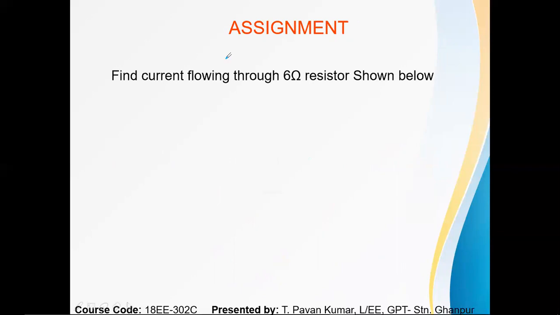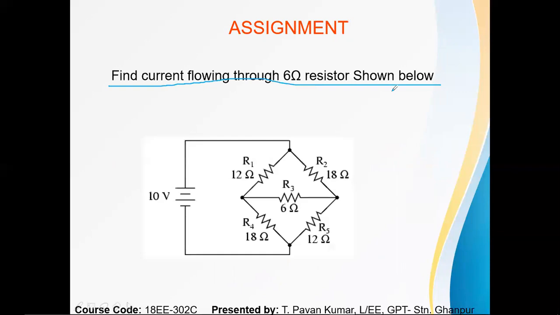I'm giving some assignment to you. You need to do it yourself. This is your task. What is the assignment? Find the current flowing through the 6 ohm resistor shown below. This is the resistor. This is the circuit. This is the network. You need to find the current flowing through this 6 ohm resistor. It may be in this direction or this direction. I'm not giving the directions. The direction needs to be decided by your answer.